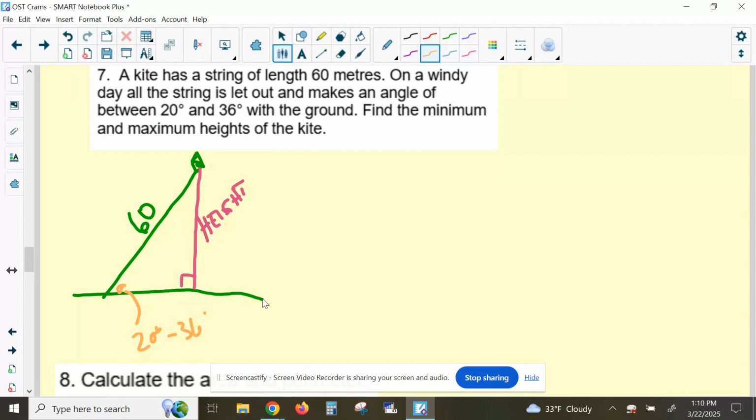So we kind of need two triangles that look the same. So let's make this one be the 20. Let's draw another one exactly like it, except make this one be 36. And we are still going to be looking for the height of both. Okay, so I got to find both of these, and it's asking me for two answers. Okay, so let's do this green triangle first.